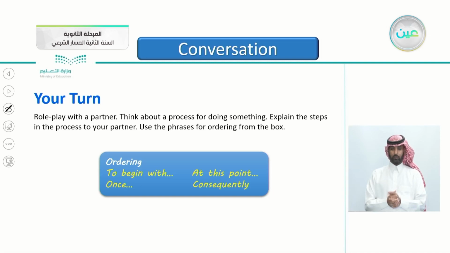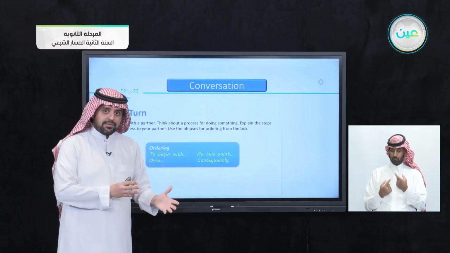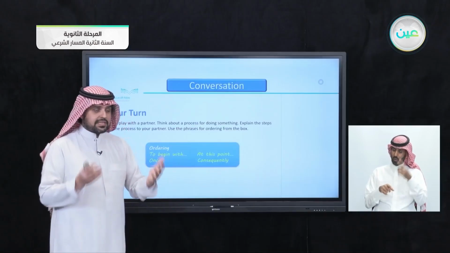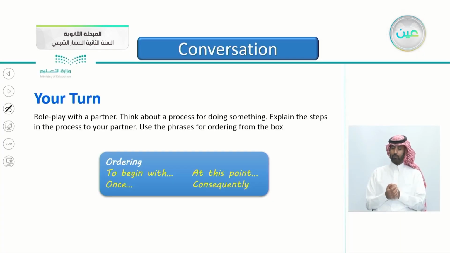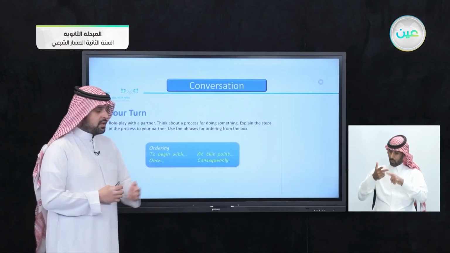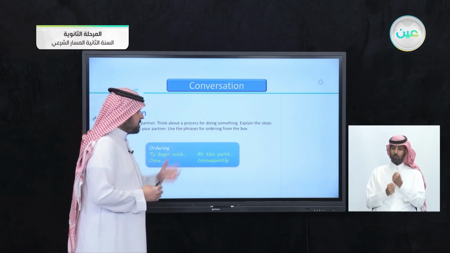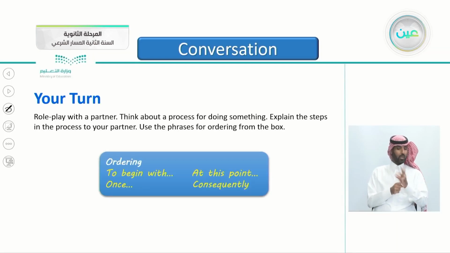Role play with a partner. Think about a process for doing something. Explain the steps in the process to your partner. Use the phrases for ordering from the box. Again, role play with a partner, which means act something like a teacher and student, and so on. Think about a process for doing something. Explain the steps of this process to your partner.